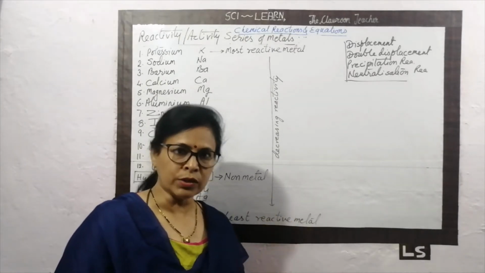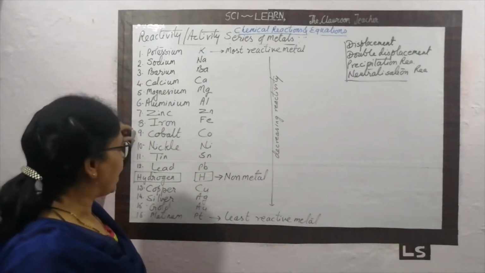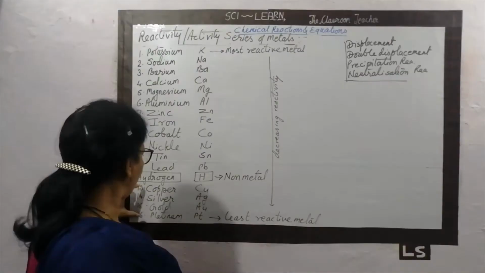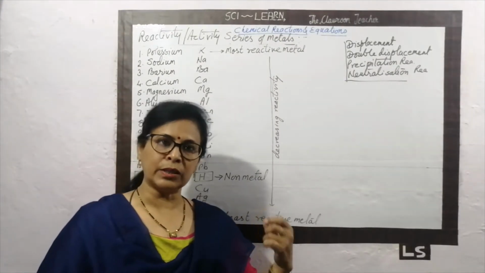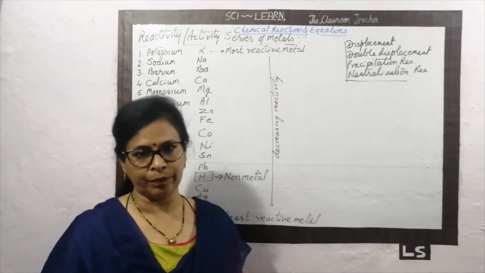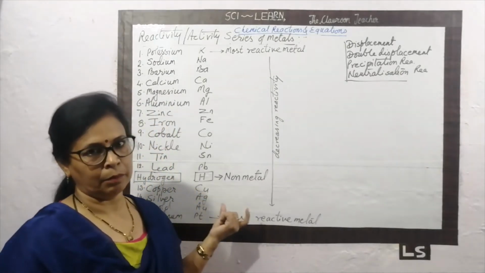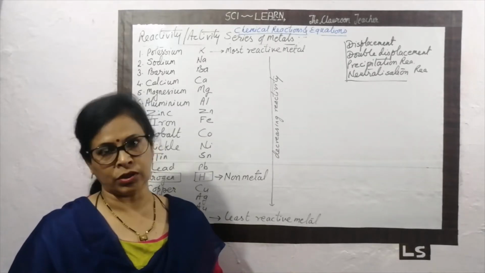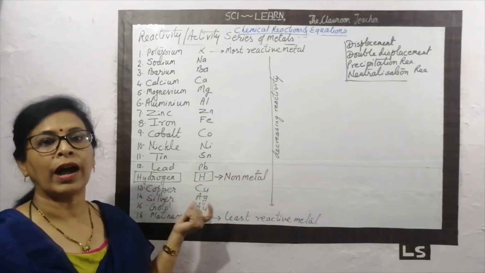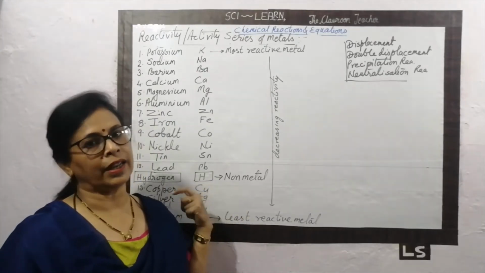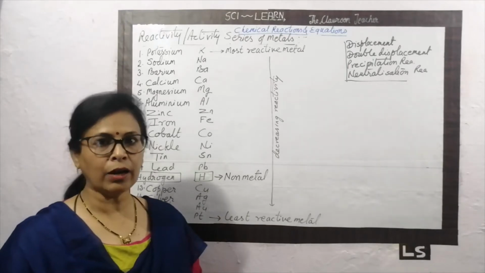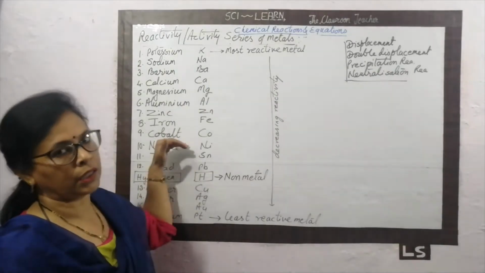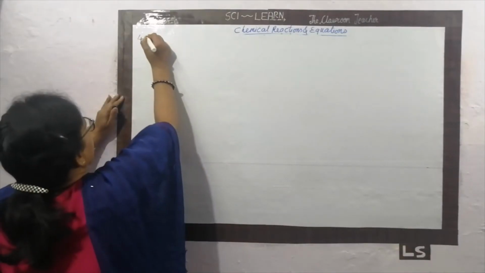Because this series shows that the metals placed above hydrogen are able to displace hydrogen from their compounds, and the metals placed below hydrogen are unable to displace it. That's why hydrogen is placed here. When we study reactions with water and acids, hydrogen is there. So we must know the position of hydrogen, and which elements are able to react with it. If a metal is able to react with hydrogen, it means it is placed above hydrogen in the reactivity series. So that is the displacement.